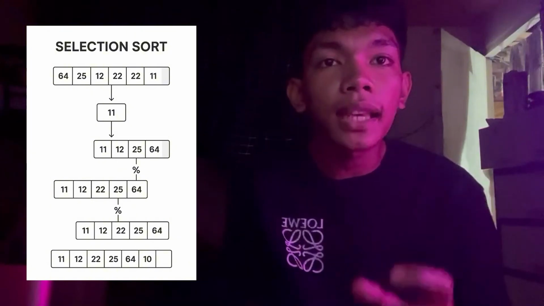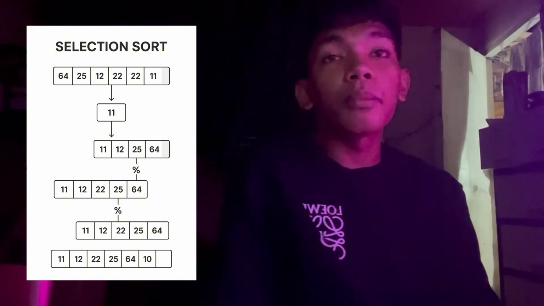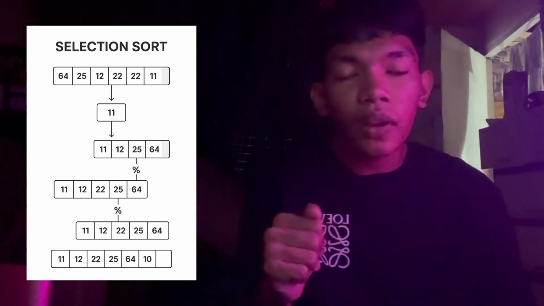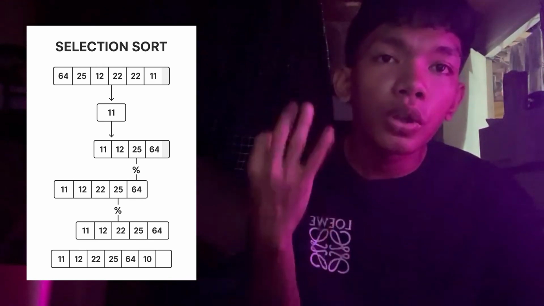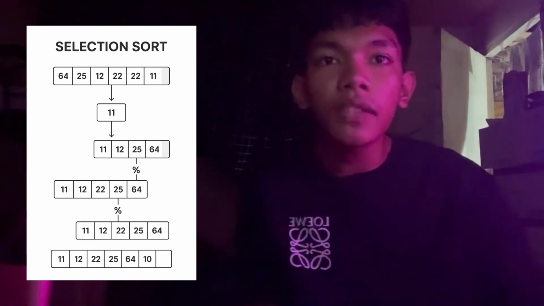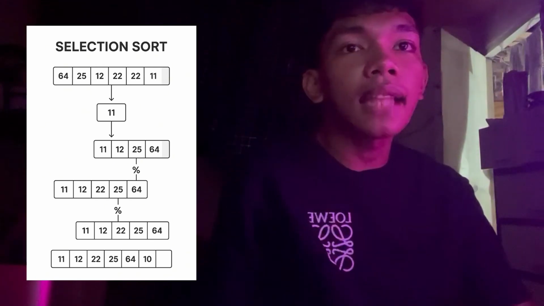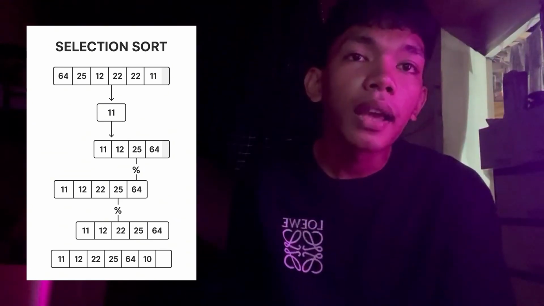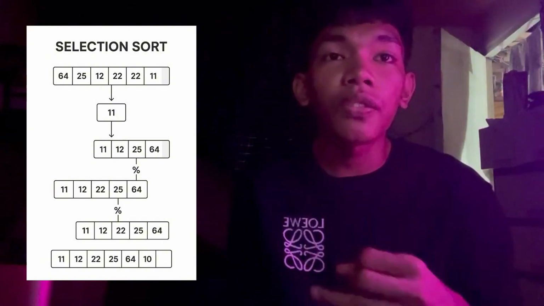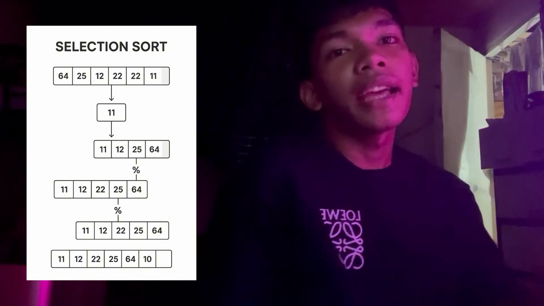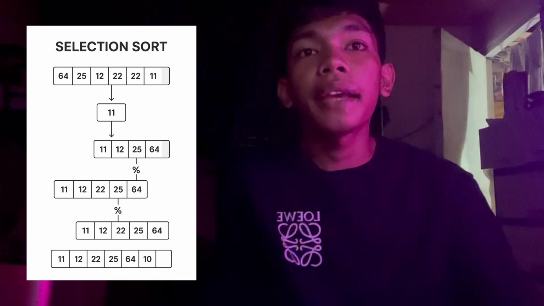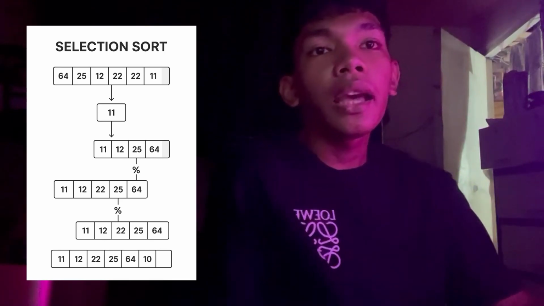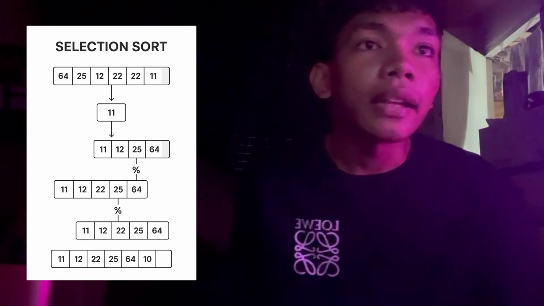Find the smallest, and the smallest is 22. Swap it with 25. It's going to be 11, 12, 22, 25, and 64. And the last element left is already sorted. The final result is 11, 12, 22, 25, 64, and that's all. And the best, average, and worst case and space complexity are shown too. And that's all we're going to explain.